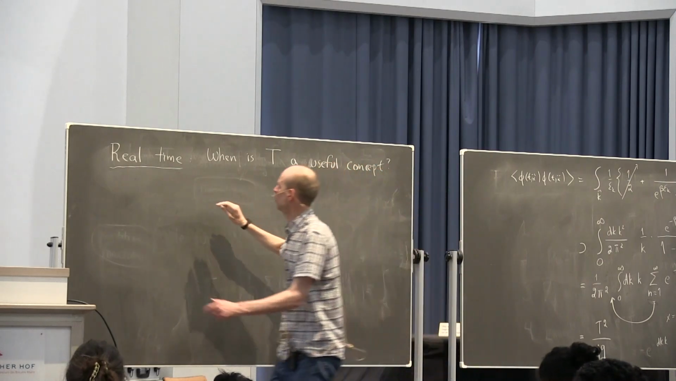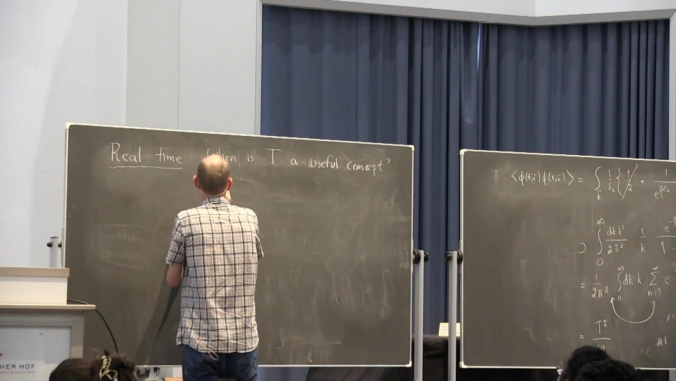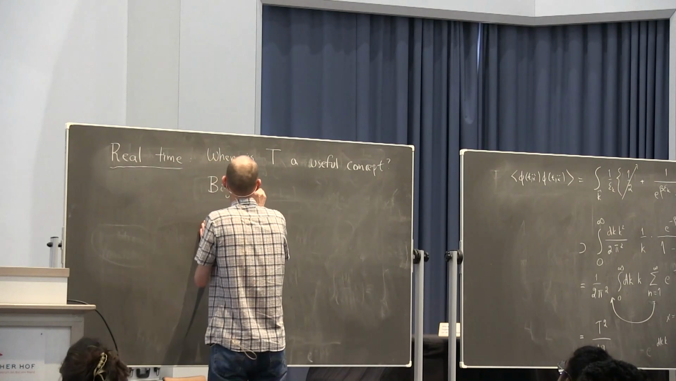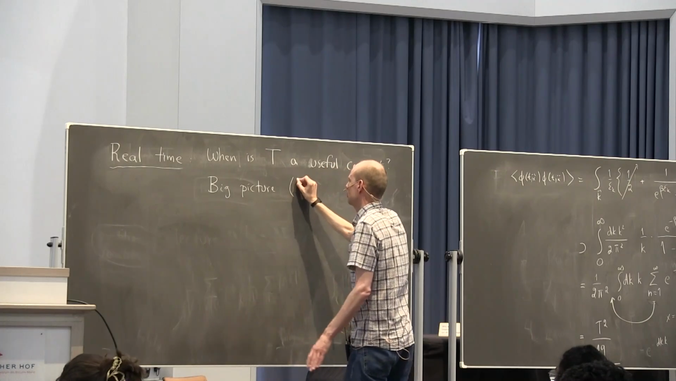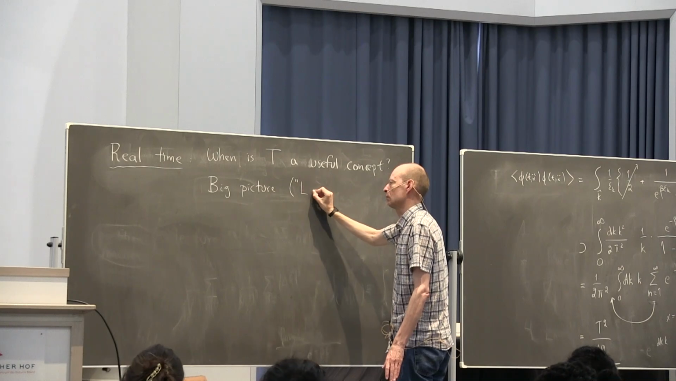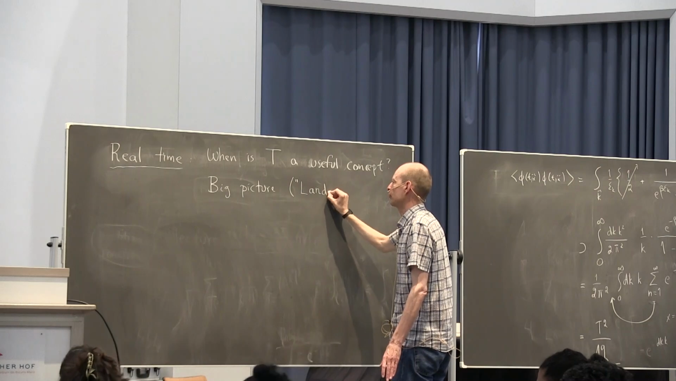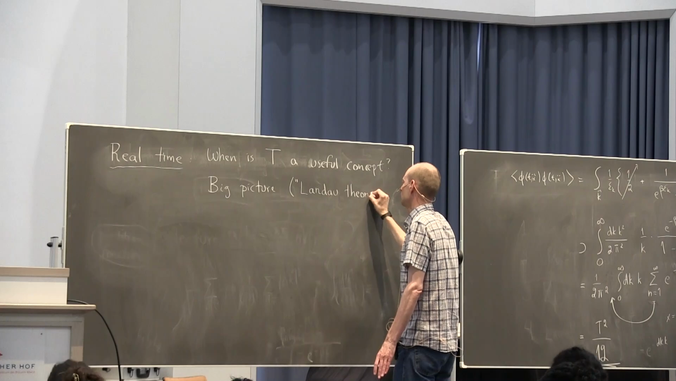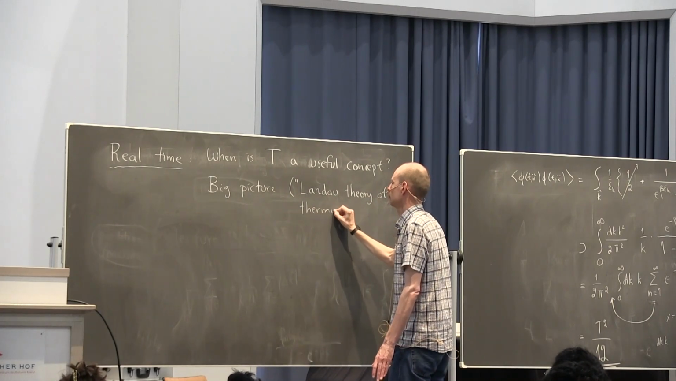But before that, I want to sketch a picture which is very useful to keep in mind. Let's call it the big picture. It's just a sketch, but what's behind it, if one wants to search for the theory, is called the Landau theory of thermodynamic fluctuations.